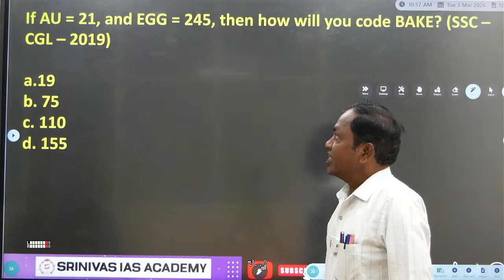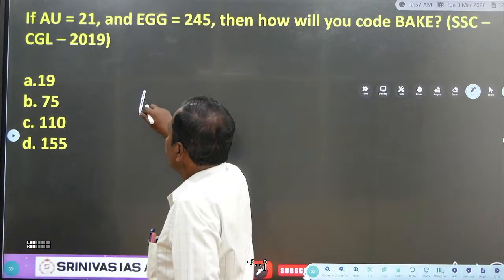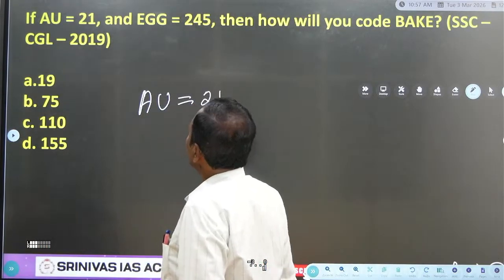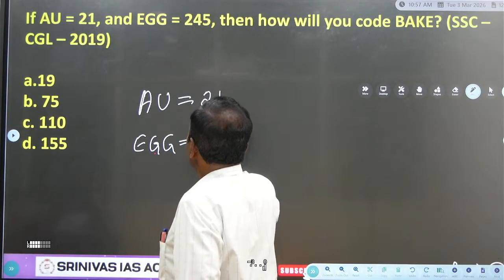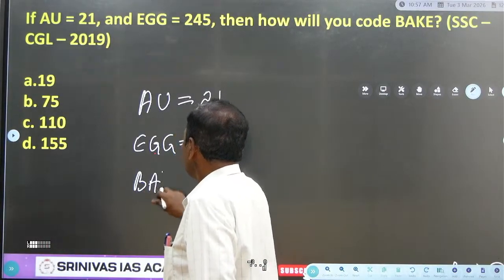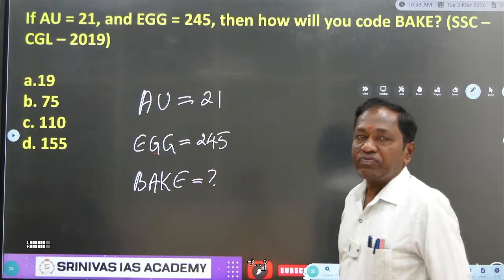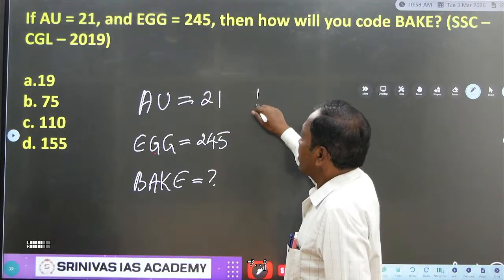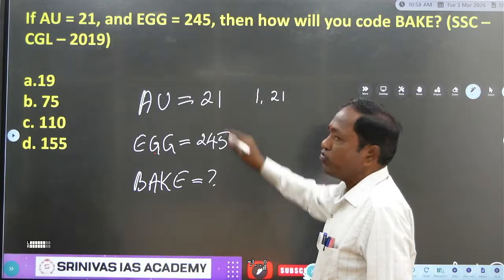Wonderful. Yes, next. If AU equals 21, if EGG equals 245, how will you code for BAKE? Right. Now first you must see the position of the letter. What is the position of letter A? 1, and U is 21. 21 plus 1, 22, that must be.